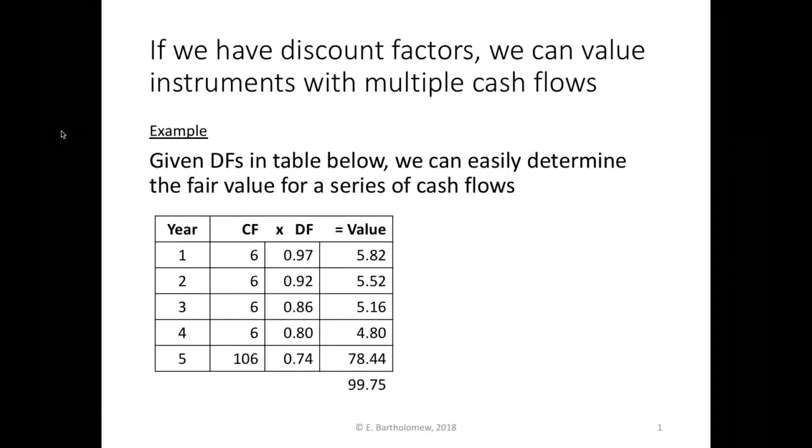So remember how we used them last time. The example below should look familiar. We had a 5-year bond with a 6% coupon, cash flows going from year 1 to 5. And we multiplied each cash flow times the discount factor for that period to get the value of that cash flow. We then summed up those values and got the total value, fair value for the bond.